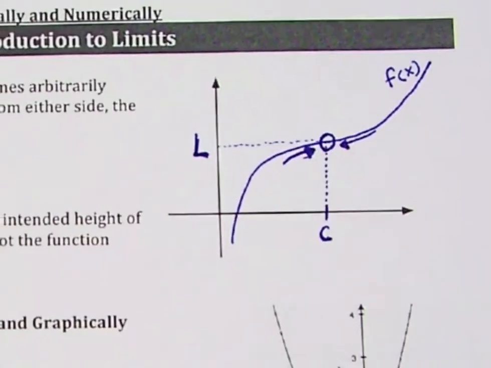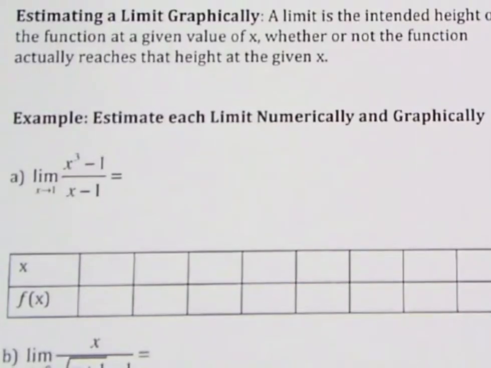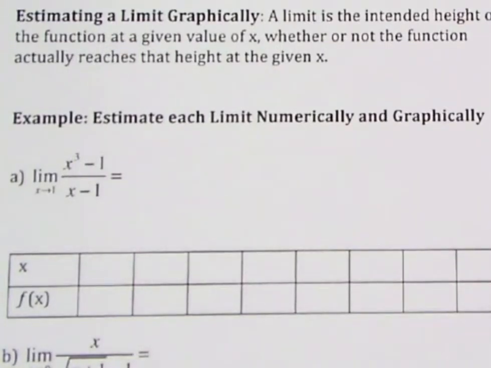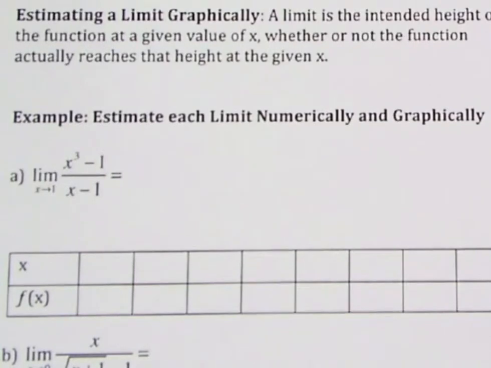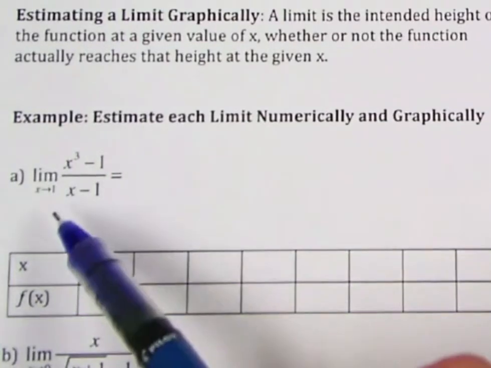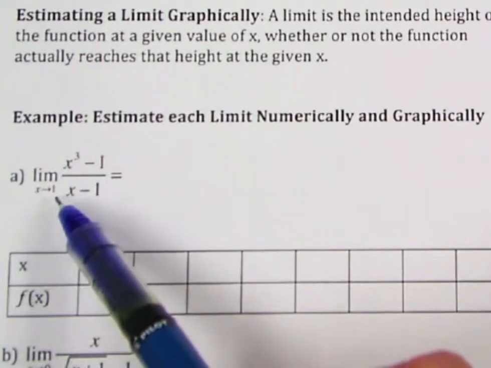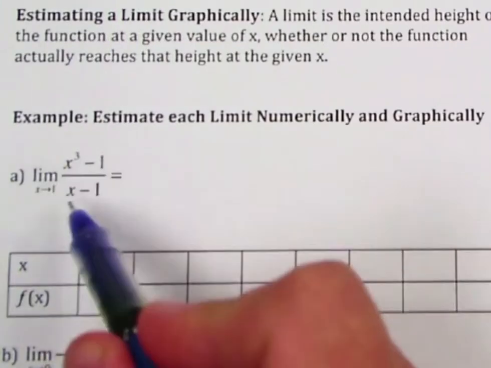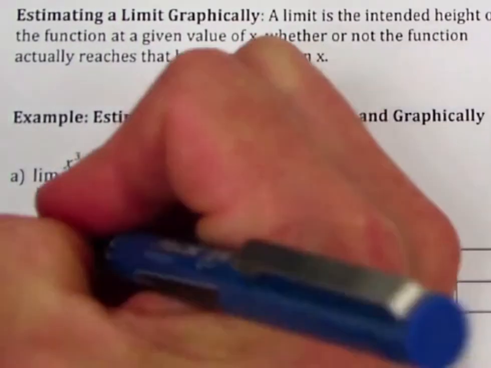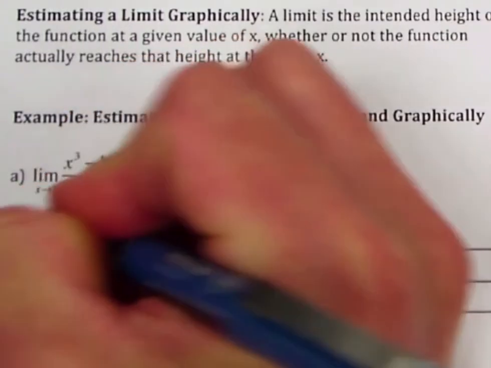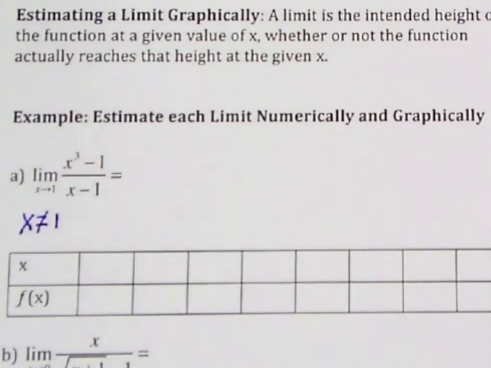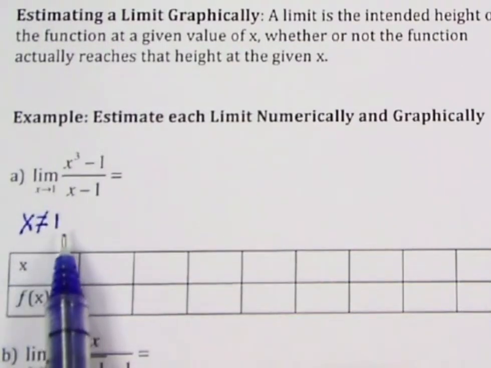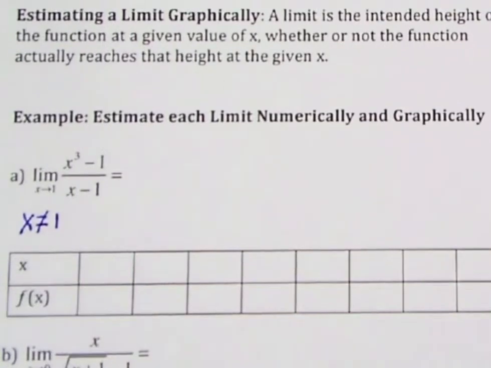All right, so let's try an example here. The first example says estimate each limit numerically and graphically. Well, let's go ahead and just do this graphically first. So here we have the limit as x approaches 1 of x cubed minus 1 over x minus 1. Now we can see from this, when we look at the domain, that x can't equal 1. So you're going to see this a lot with limits: we say that x approaches 1, but notice x cannot equal 1. So it's really going to force our thinking with limits here.